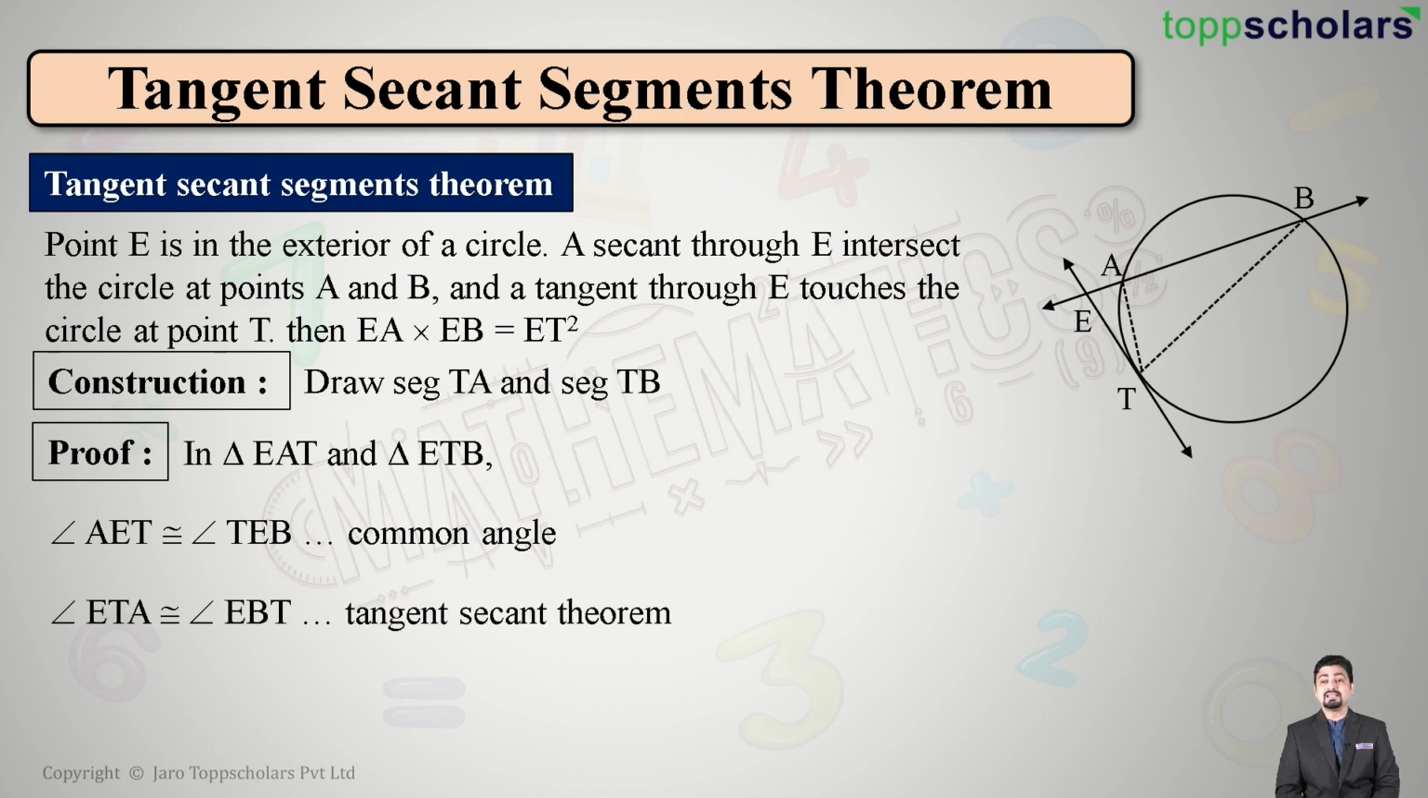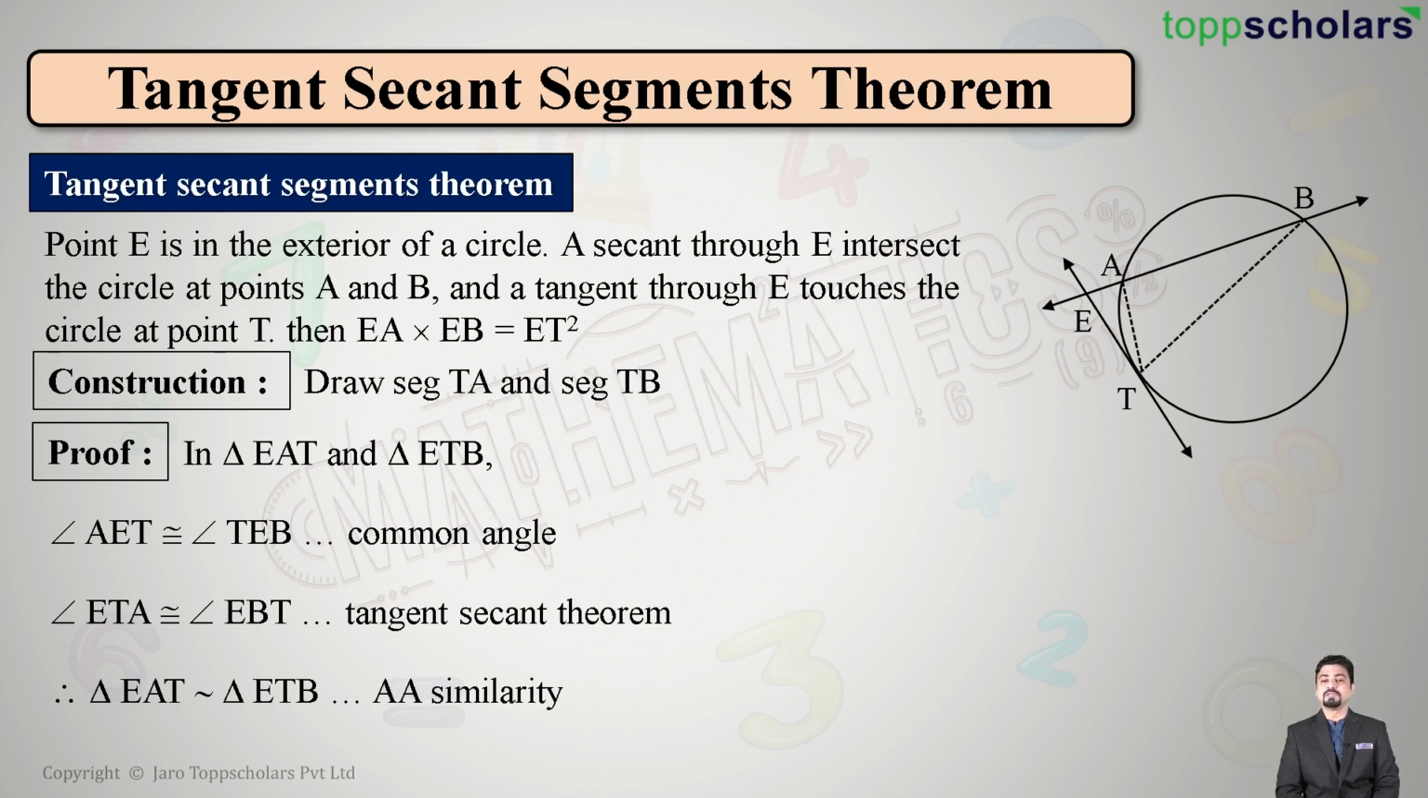Also, focus on the angle ETA and the angle EBT. That is, the angle between the tangent ET and secant TA is equal to the inscribed angle EBT. How? Tangent-secant theorem. That's right. So, we have proved two pairs of congruent angles exist for the given two triangles. Therefore, the two triangles are similar by AA test of similarity.